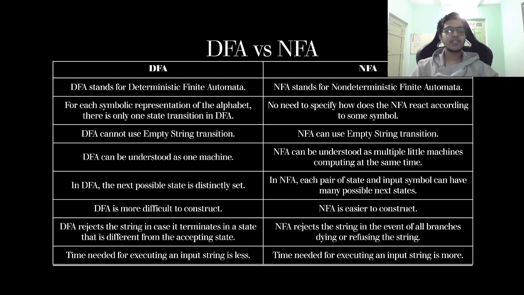Finally, DFA rejects the string in case it terminates in a state that is different from the accepting state. Next, we have NFA. NFA stands for non-deterministic finite automata. There is no need to specify how the NFA reacts according to some symbols. NFA can also be used for empty string transitions, because of which NFA can be understood as multiple little machines computing at the same time. NFA is easier to construct. Time needed for executing an input string is more. And lastly, NFA rejects the string in the event of all the branches dying or refusing the string. Hope you understood this slide well.